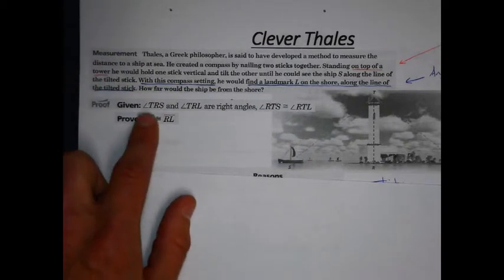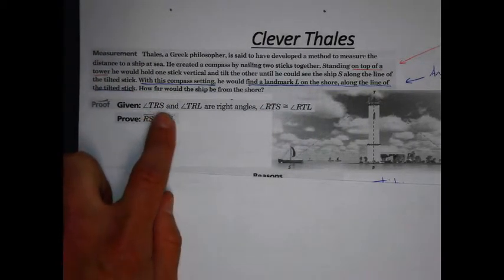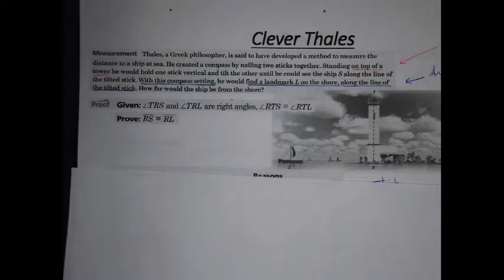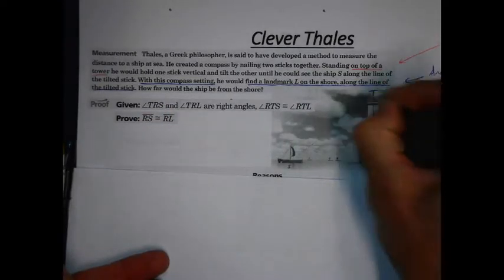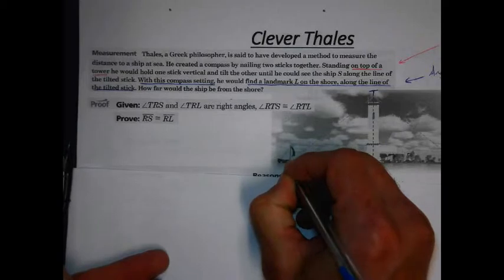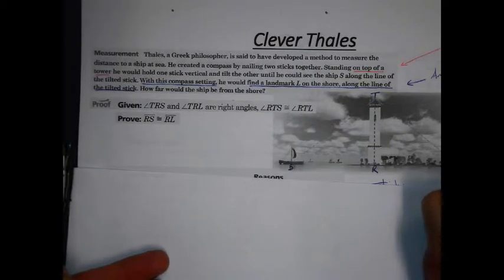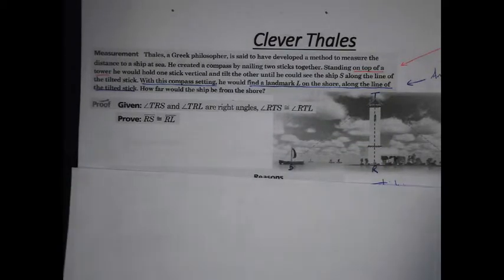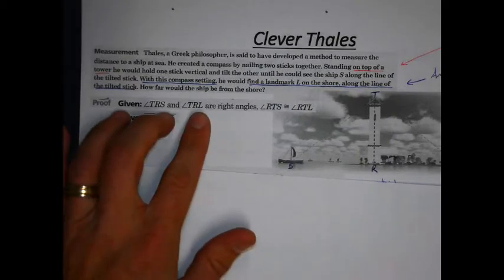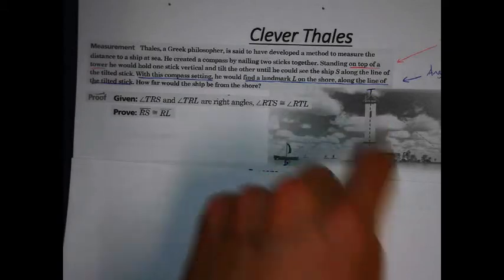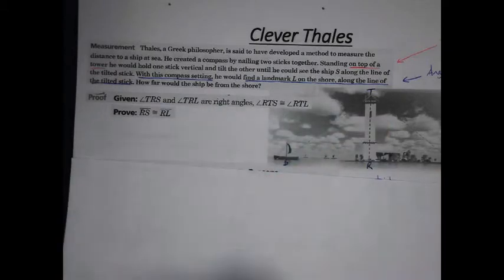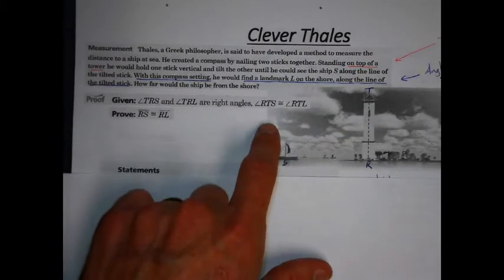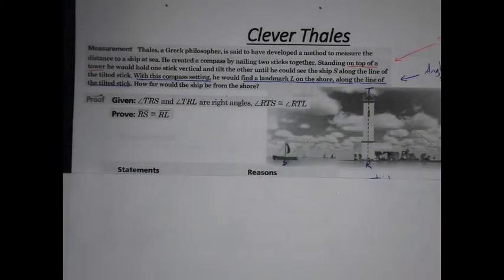Given angle TRS and TRL, and by the way, in case you can't see it too clearly, R is down here, T is up here, S is that little boat, and L is that little tree. So we have those things going on. So given those things, TRS and TRL are right angles, and angle RTS is congruent to angle RTL, which is what's said, by the way.